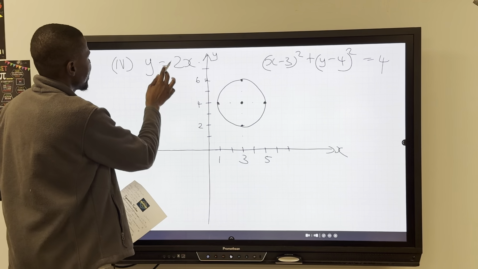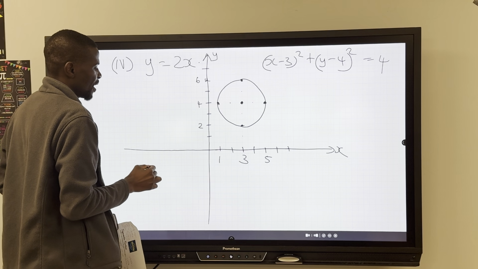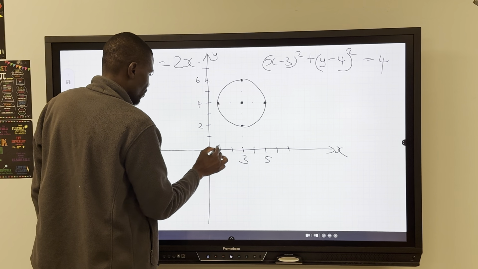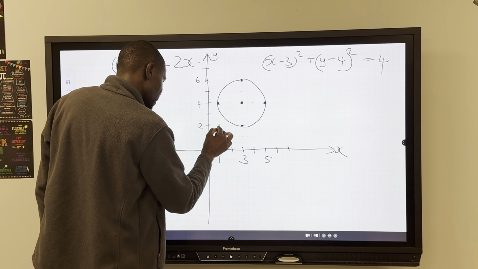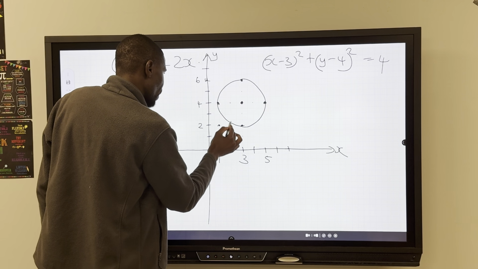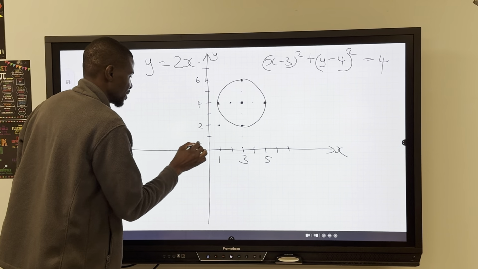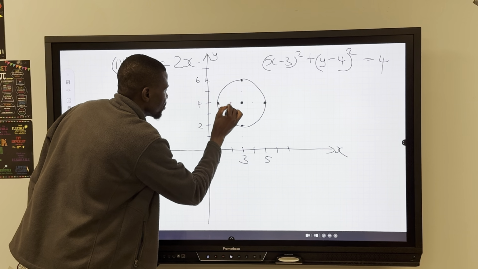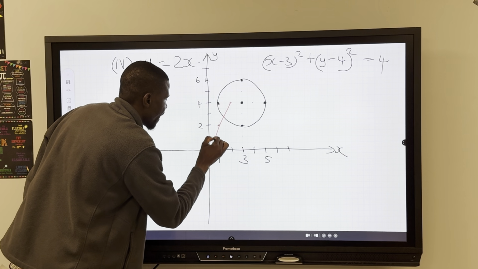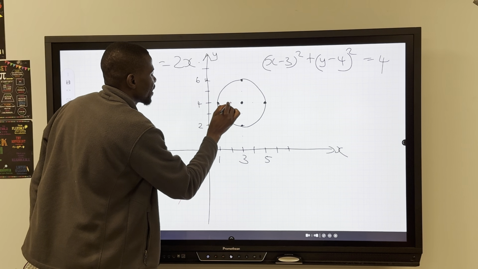Now let's sketch this. y equal to 2x, right? When x is 1, y is equal to 2. When x is 2, y is equal to 4. So we now have that graph. Allow me to draw this in red. So I'm going to join that, something like that.